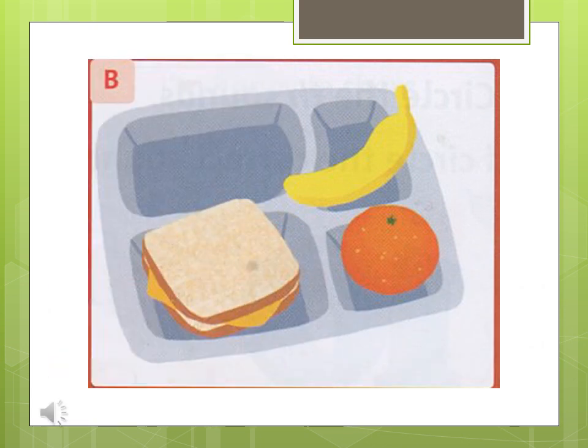Now children, what can you see in this lunch box? Và các con, bây giờ các con nhìn thấy gì trong hộp cơm này nhỉ? A banana, an orange, and a sandwich. Now you listen to the boy talking about his lunch. Bây giờ con sẽ nghe một bạn trai, bạn ấy sẽ nói về bữa ăn trưa của bạn ấy nhé.